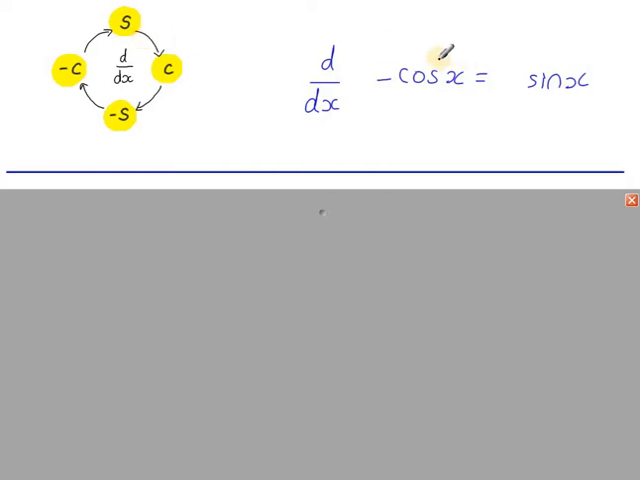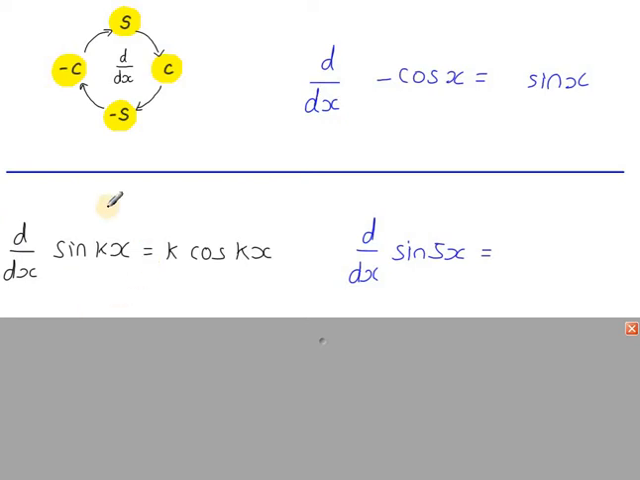Now that's okay, but what about if the angle wasn't x? What about if it was something like 5x? A linear function angle. Then we can use this formula. If you differentiate sine kx, then differentiating sine gives you cos. It's the same angle. You had kx, you've got the same angle on this side, but the k, the coefficient of your angle, you multiply by it. So if we're differentiating sine 5x, my diagram tells me I'm going to get cosine. The angle is always the same here. Now I have to take the number in front of the x, in this coefficient, I have to multiply by it.